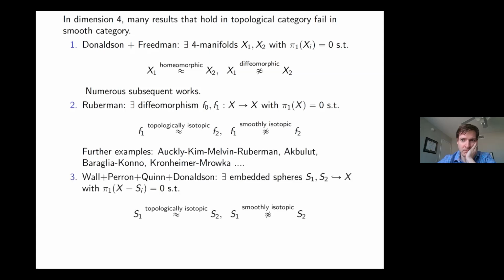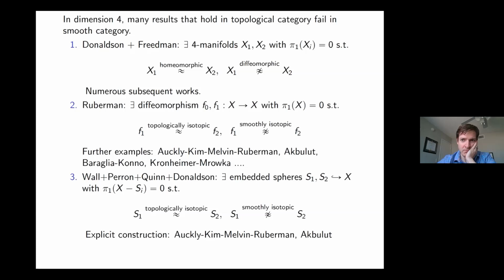The third instance of such phenomenon can be obtained by combining a bunch of big results by Wall, Perron, Quinn, and Donaldson. It states that there exist embedded spheres S1, S2 with simply connected complement, such that these embedded spheres are topologically isotopic to each other, but not smoothly isotopic to each other. These results imply the existence of such spheres, and explicit constructions were given by Auckly, Kim, Melvin, Ruberman, and Akbulut.